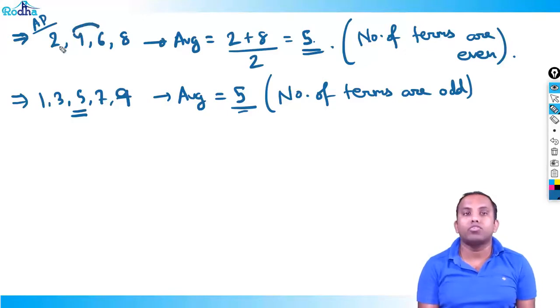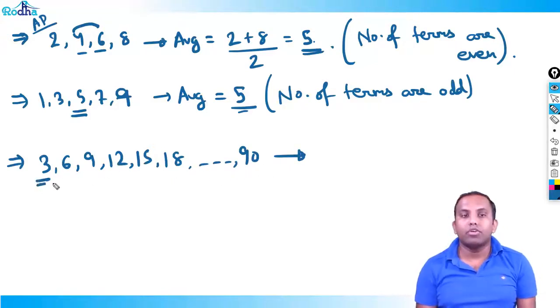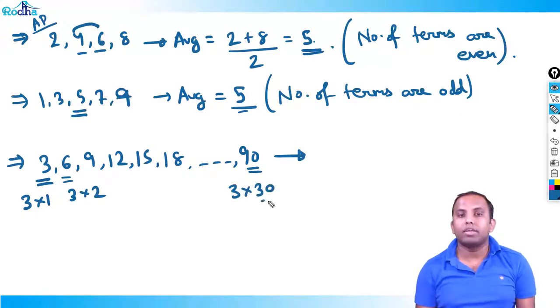Like here, 2, 4, 6, 8. So 4 and 6 are the two middle terms, and their average is 5. There also, in the last slide we did 3, 6, 9, 12, 15, 18 till 90. So the average is the average of the two middle terms, right? First this is 3 into 1, this is 3 into 2, and this is 3 into 30. So 1, 2, up to 30, right? There are 30 terms here.